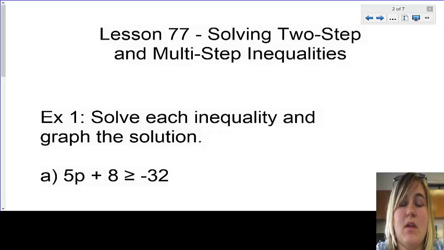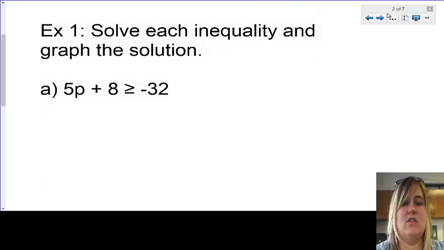And the only thing that we really have to remember is that when we're dealing with inequalities, whenever we multiply or divide by a negative, we must always flip that sign. So, on the first one, it wants us to solve each inequality and graph the solution.